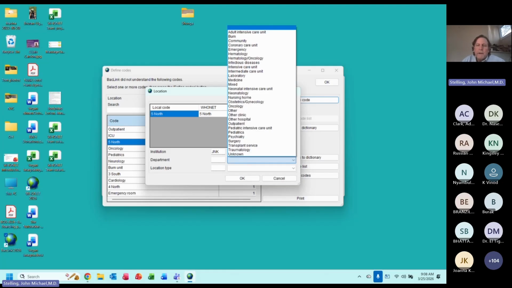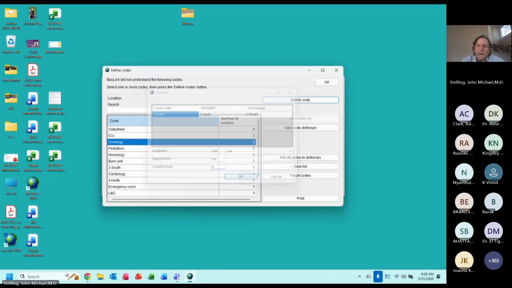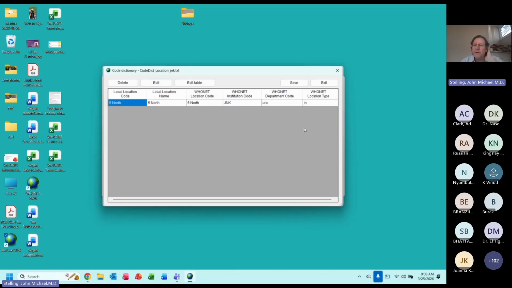Let me just put this back to blank. You can type Euro here. So WHONET BacLink does allow you to enter free text. And I'll say that's an inpatient. So I'll say OK. And then if I look at the dictionary, you'll see it's been defined as Euro.